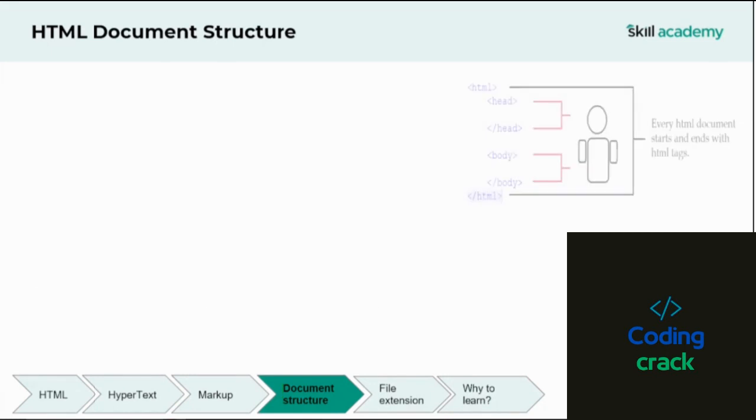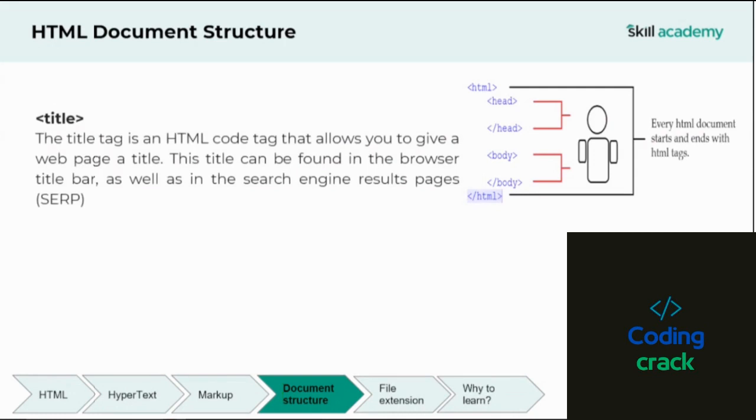Now after this head tag, you are going to have the title tag. The title tag is an HTML code that allows you to give a web page a title. Suppose the name of your website is My E-commerce store. Okay, so you can put this title in the title tag. This title can be found in the browser title bar as well as in the search engine result pages. That means if I go to Google and type My E-commerce store, the search engine will look for this title. So title tag is also an important tag.